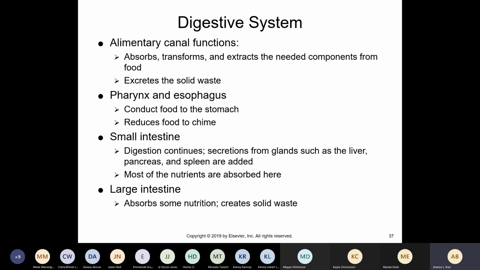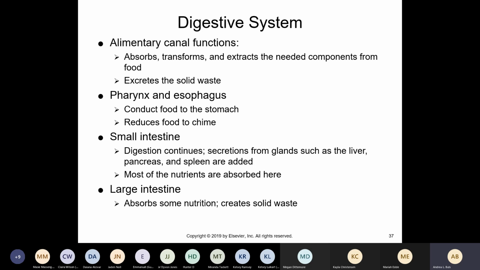Alimentary canal functions. It absorbs, transforms, and extracts any needed components from our food, and then excretes any solid waste. Our pharynx and esophagus conduct food to the stomach. They reduce the food down to what is called chyme. That food then travels to the small intestine where our digestion continues. And most of the nutrients in our body are absorbed in the small intestine. And as you know, we have lots and lots of feet of intestines.